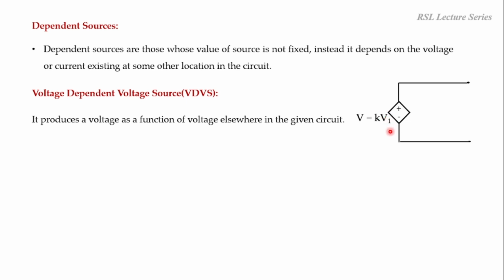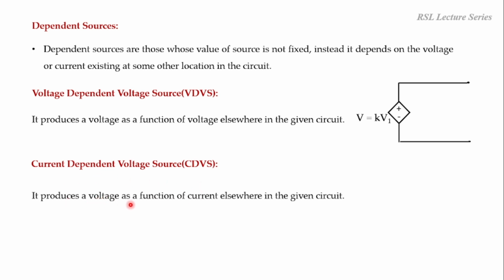So V1 is the voltage at any other part of a circuit. V1 is the voltage appearing across any of the resistors or any of the other elements in any part of the same circuit. Next, current dependent voltage source. Here the voltage source produces a voltage as a function of current elsewhere in the given circuit. So this is a representation. Here V is given by K times I1, where I1 is the current flowing through any of the elements in other part of the same circuit.